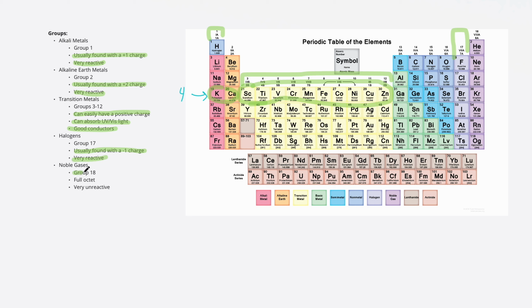And lastly, we have group 18, which are the noble gases. They already have a full octet because they have 8 valence electrons, which makes them extremely unreactive because if they react, they're probably going to lose the full octet, so they really don't react with anything. And this can make them really hard to detect.